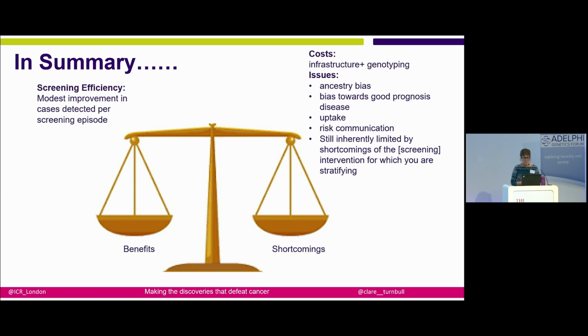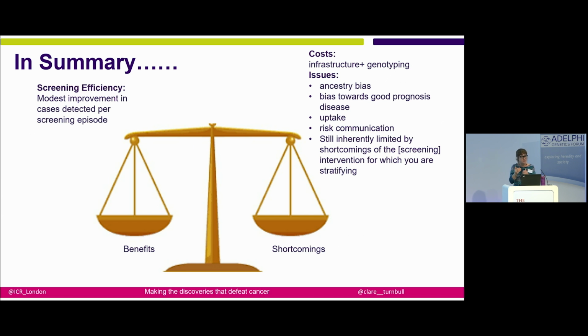So I'll come to a close. In summary, I think we need to think of benefits and shortcomings. Polygenic risk scores have an AUC, those curves are not overlying. You're dialing up. You will get more cancers for your screening test. You will get bang for buck. That is by definition in terms of the enrichment.